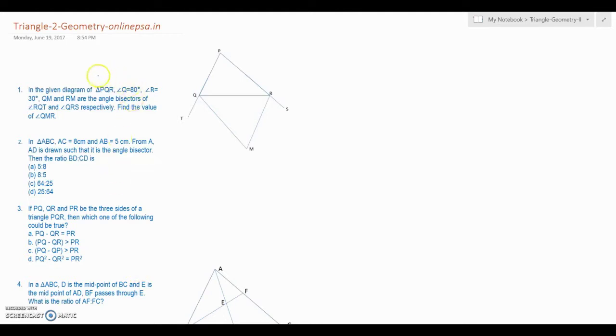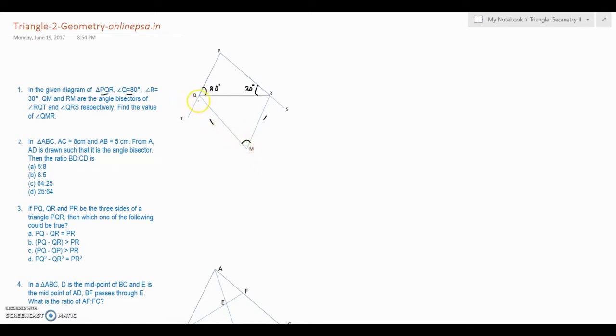In the given diagram of triangle PQR, angle Q is 80 degrees, angle R is 30 degrees. This angle is given as 80 degrees and angle R is given as 30 degrees. QM and RM are the angle bisectors of angle RQT and angle QRS. Find the value of angle QMR. So the question asks about this angle.